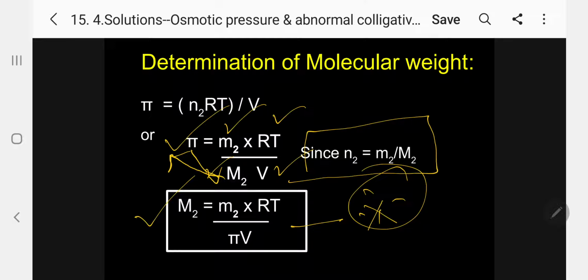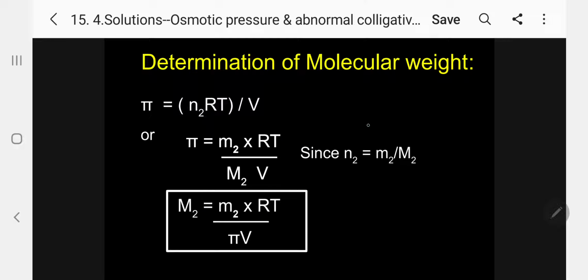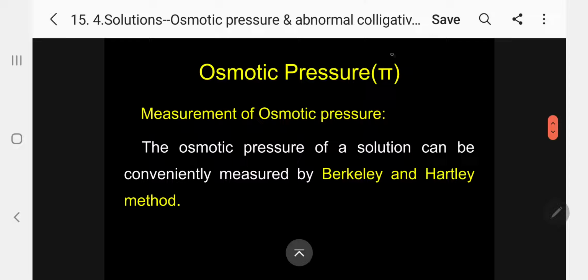So by measuring the osmotic pressure pi, we are able to determine the molecular weight of a given unknown solute. Please follow. So what are the other terms? m2 is the mass of the solute, R is the molar gas constant, T is the temperature, V is the volume of solution in liters.